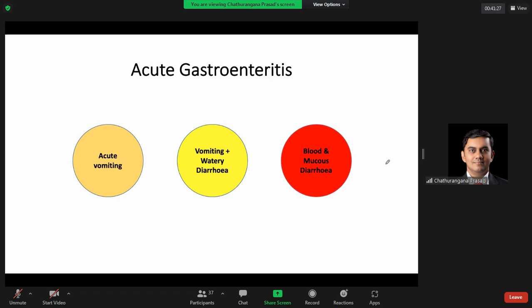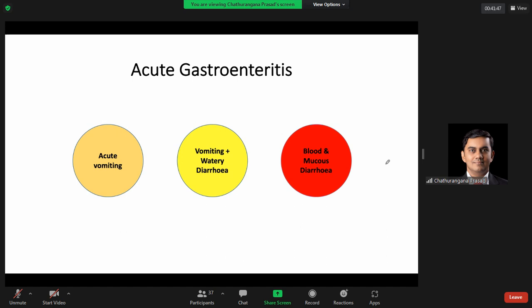Then you have what I described, where the child starts with vomiting several times, followed by a massive amount of watery diarrhea. The child can go into dehydration. The fever is not much, and the abdominal pain is also not much. So this is the classic watery diarrhea. The best example would be rotavirus.